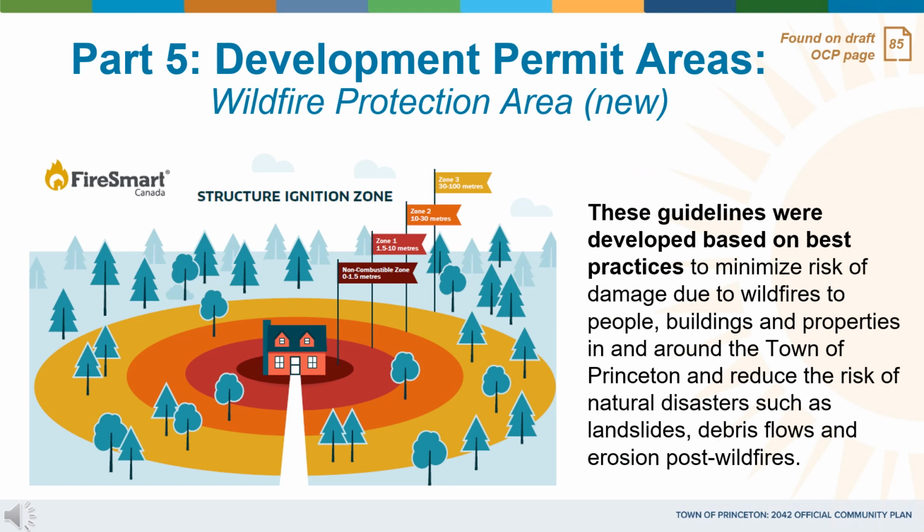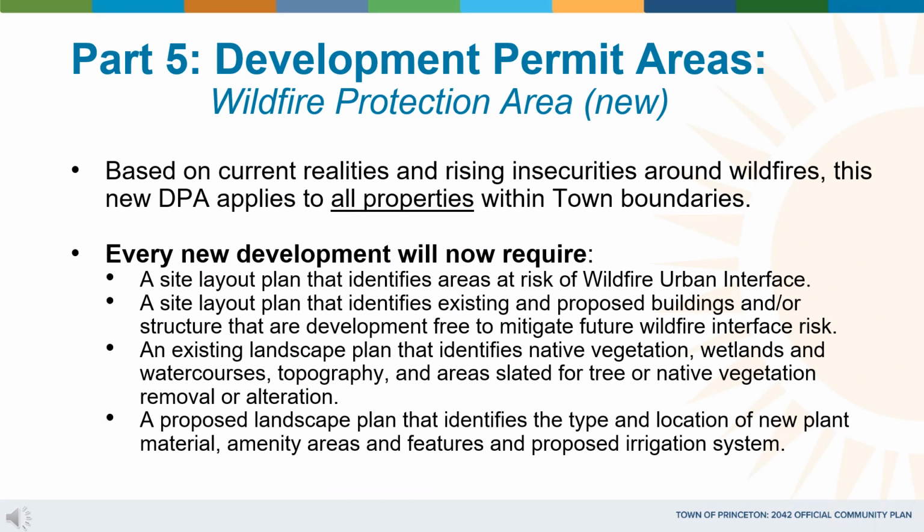DPA number 6, Wildfire Protection Area, is a completely new DPA that was developed based on community input. The guidelines within this DPA were developed based on best practices to minimize risk of damage due to wildfires to people, buildings, and properties in and around the town of Princeton, as well as to reduce the risk of natural disasters such as landslides, debris flows, and erosion post-wildfires. Based on current realities and rising insecurities around wildfires, this new DPA applies to all properties within town boundaries.